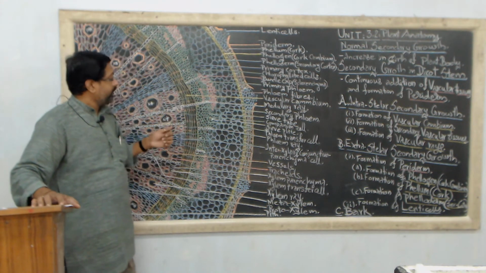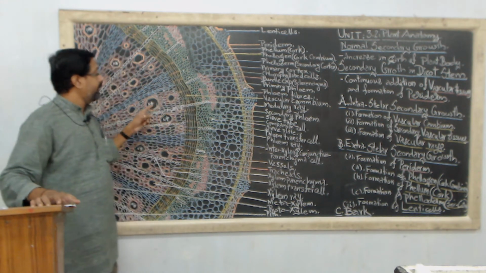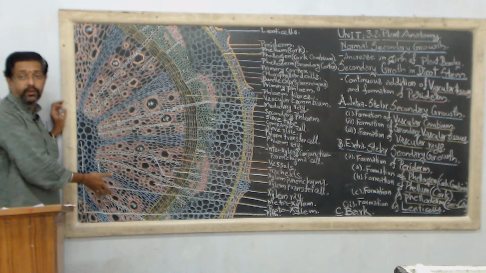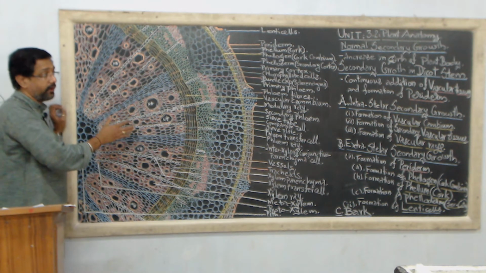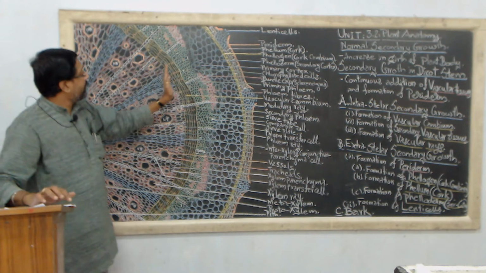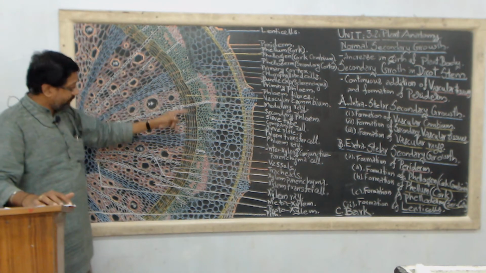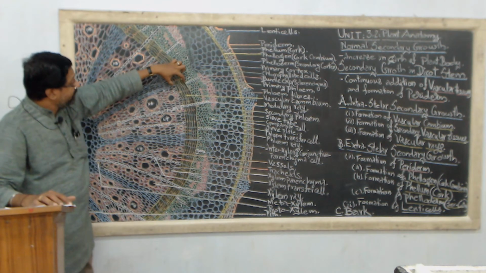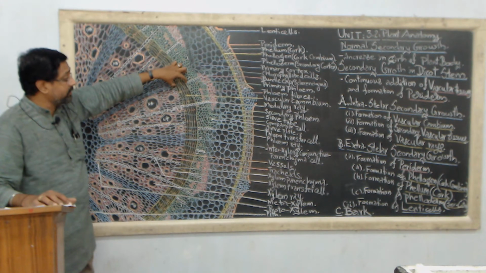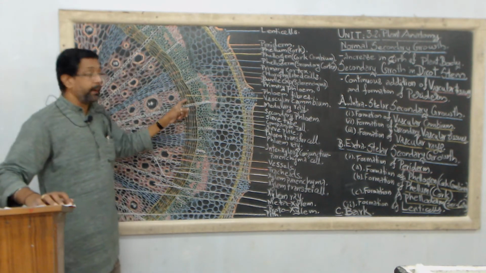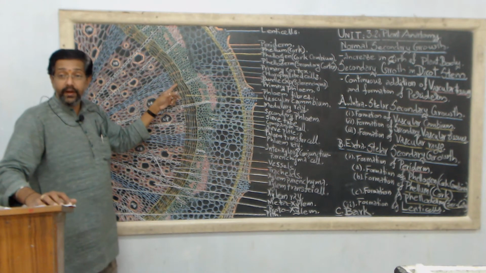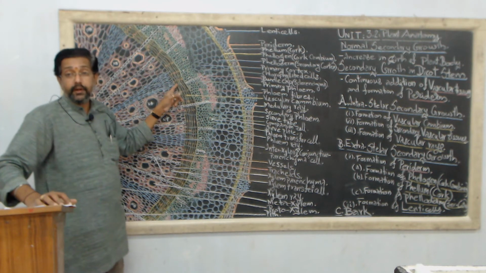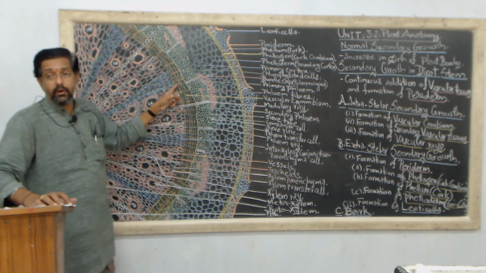And here you can see the phloem and xylem. Most of the portion is occupied by the xylem elements during secondary growth, and xylem and phloem are demarcated by a continuous ring of actively dividing cells, which is called the vascular cambium. The vascular cambium is nucleated, and they are living cells. They are actively dividing cells inside the stem during secondary growth.